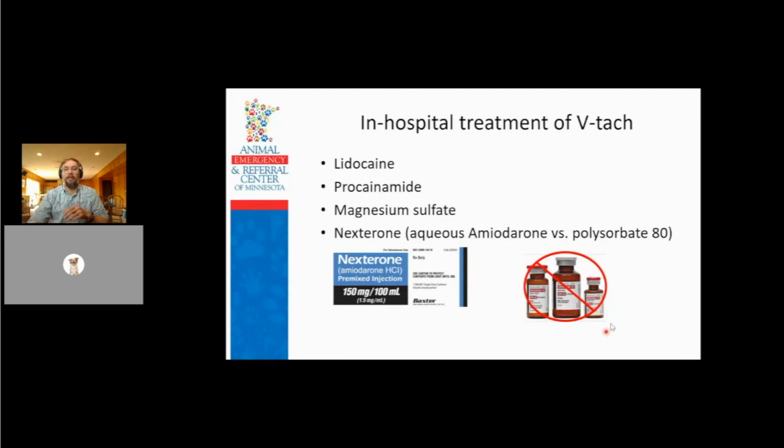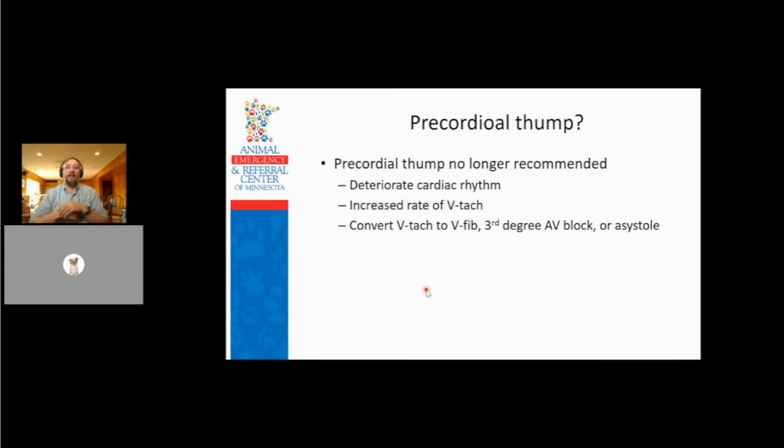Briefly, amiodarone, the injectable version, used to just kill animals. They had a reaction to the polysorbate 80. There's a newer aqueous one called Nexterone. Again, probably not going to have it in your clinic, but just know that it is something that we sometimes may have as a third line antiarrhythmic option.